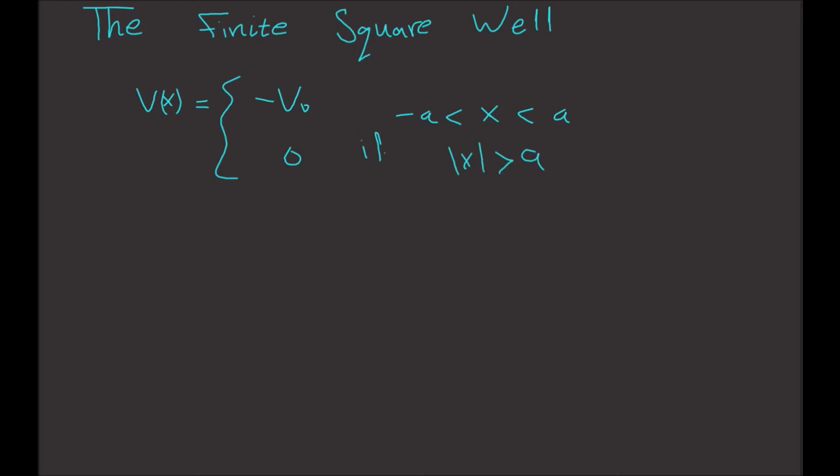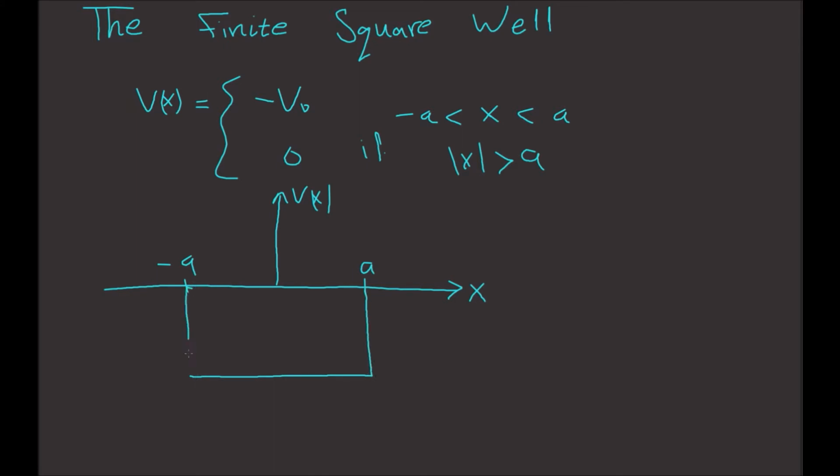So if I want to plot this potential, this is our x-axis, this is our potential axis V(x). So this is a, this is minus a. Between a and minus a, our potential function is minus V naught, and less than minus a, our potential function is 0. Greater than a, our potential function is also 0, and here it's V naught.